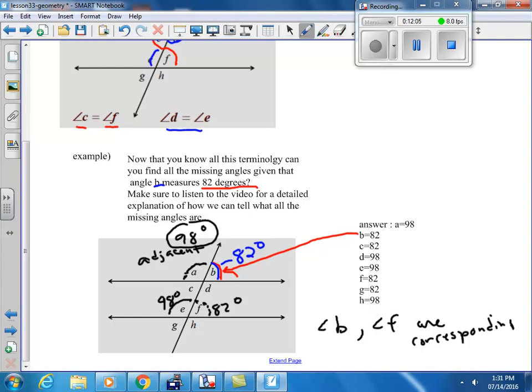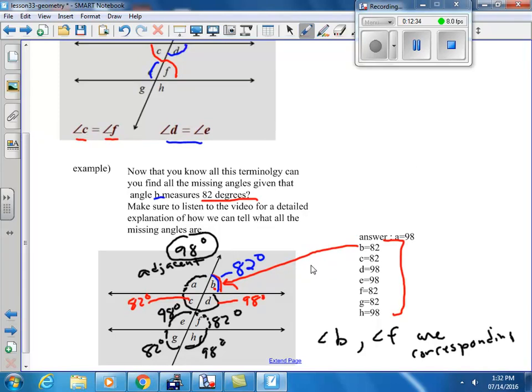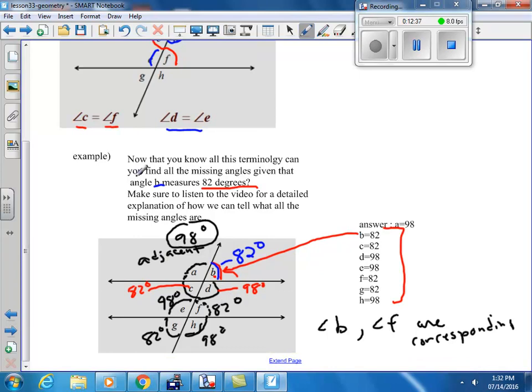And then, once you know that this is 82, you know that this is 98, you know that this is 82. Why? Because G and H have to be supplementary. So it's like a puzzle, and you can thereby fill in all the blanks. You know that if angle B is 82, angle C must also be 82 because they're vertical angles. You know that D must be 98. And you can just think through where those numbers came from. All right, hope that helps you dissect. Let's take a look at the next slide.